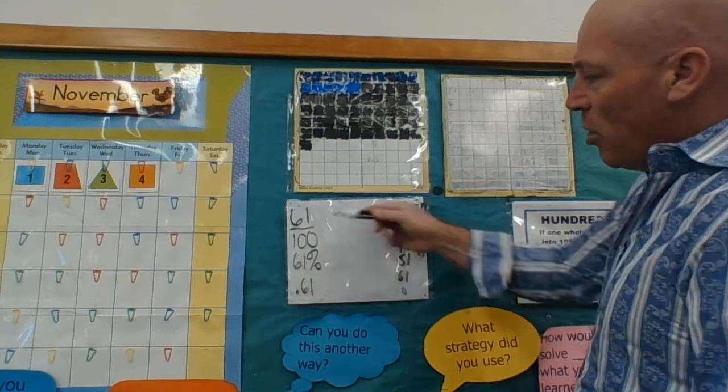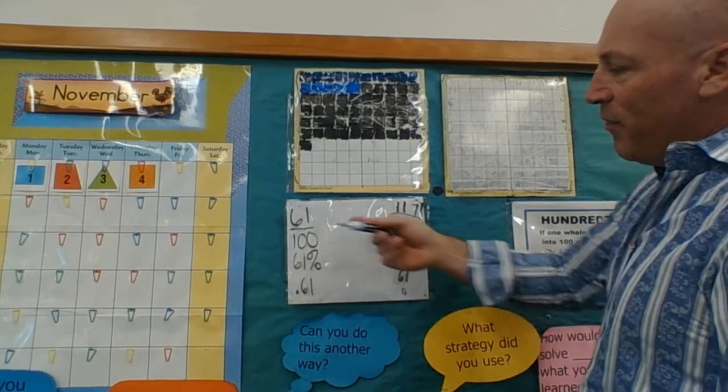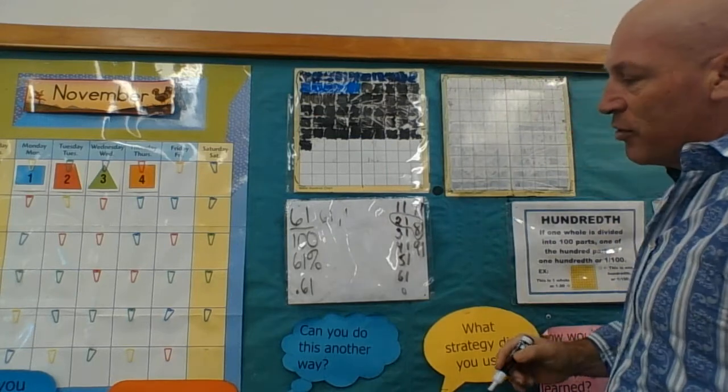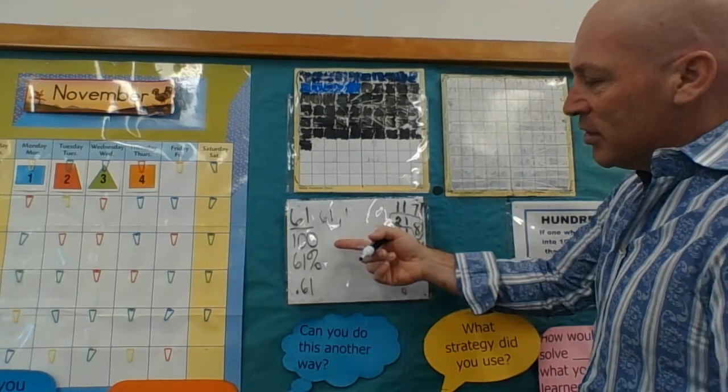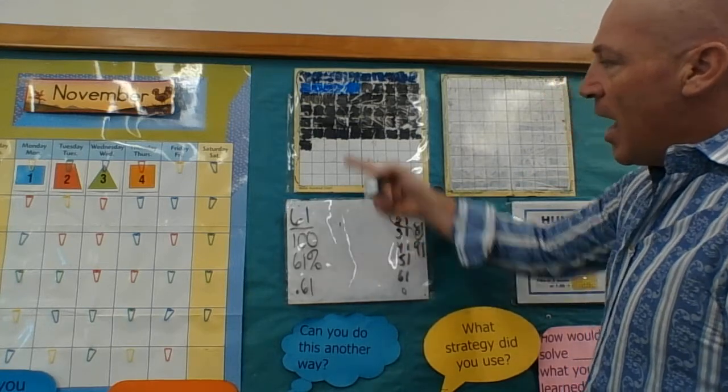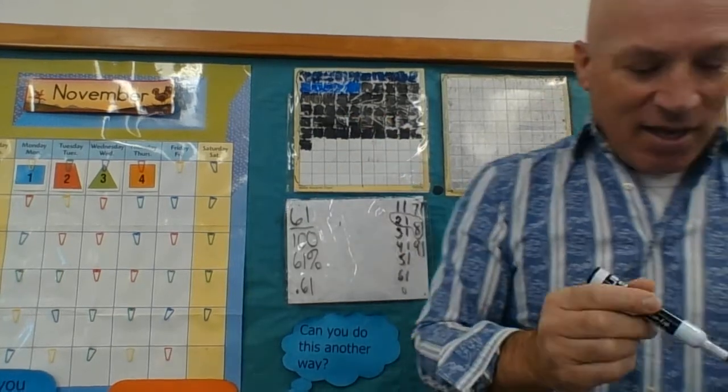But in doing this, we know that 61 is prime. And if it is prime, it only has itself and 1 as its factors. And we know 100 does not have 61 as a factor. So 61 out of 100, or 61 hundredths, is in simplest form.